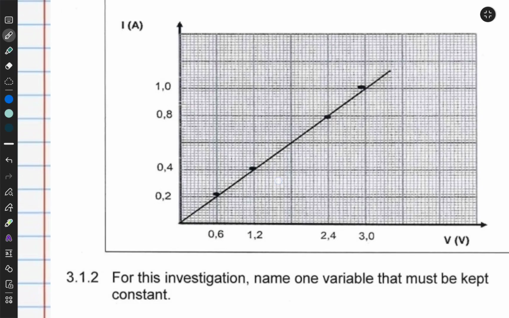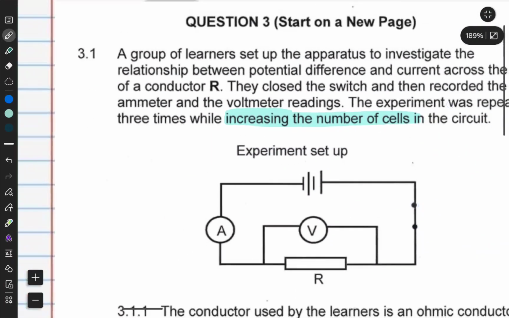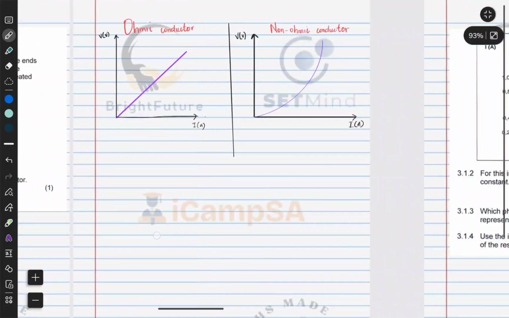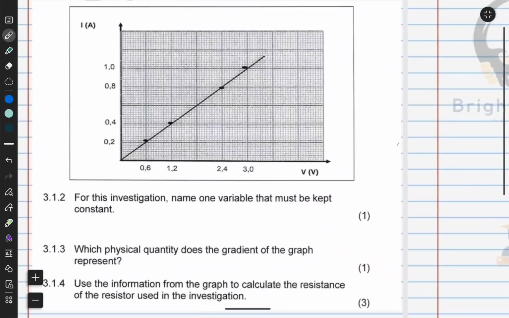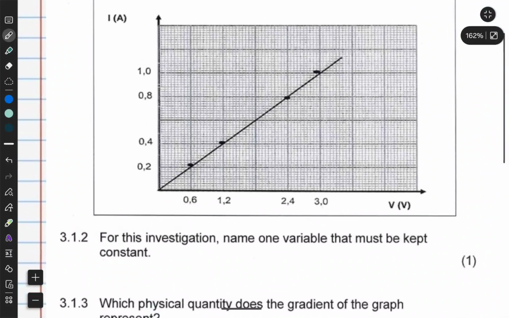Then the other variables, like the one I mentioned when I was reading this statement, remember I said they must make sure that the resistance of this resistor is not changed. So they must use the same resistor throughout. That's variable number 2 that you must keep constant. But for this question, you would prioritize temperature. So your most correct answer for this one would have to be temperature.